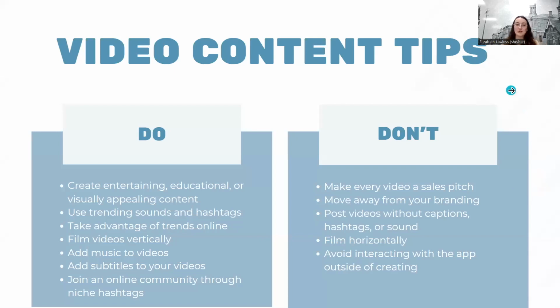So moving on to the do's and don'ts of video content. We'll start with what you should do, and it's create, like I said, our 3 pillars: entertaining, educational, and visually appealing content. You want to use your trending sounds and hashtags. You want to take advantage of the trends. Film your videos vertically, add some music to your videos, add subtitles, and join an online community through these very specific hashtags. So this can kind of be a checklist when you first start making your videos, and just make sure you're hitting all of these targets, because this is what's going to help you grow.